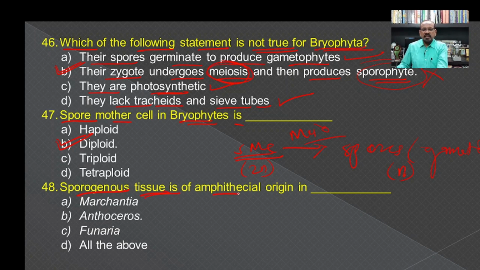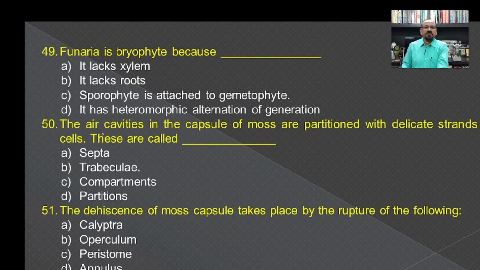Sporogenous tissue is amphithecal in origin. The sporogenous tissue of Anthoceros is amphithecal in origin, and hence B is the correct answer for this question. Then, Funaria is a bryophyte because, if you see Funaria, the sporophyte is attached to the gametophyte, and this is a characteristic feature of the Bryophyta, that the sporophyte is dependent on the gametophyte, and hence C will be the correct answer for this question.